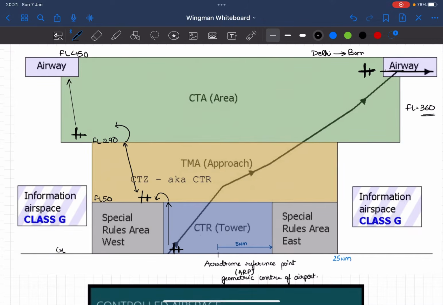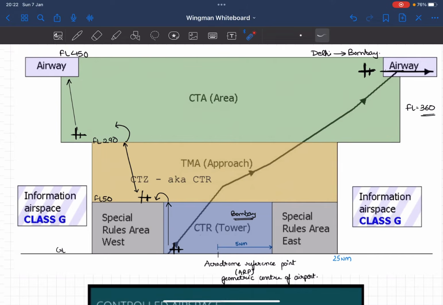Then what's happening? You're coming from Delhi to Bombay now, and you want to descend. When you're close to Bombay, let's say that this is Bombay. If you want to descend from here, first, whatever your flight level is, say you're on flight level 360, you'll have to contact area control. You'll tell them that, hey, listen, I'm at flight level 360 and I intend to descend.